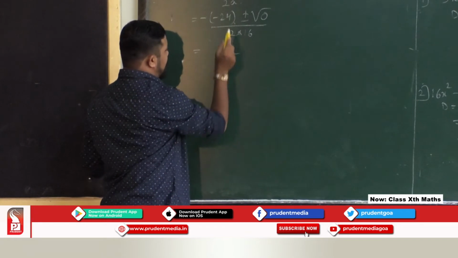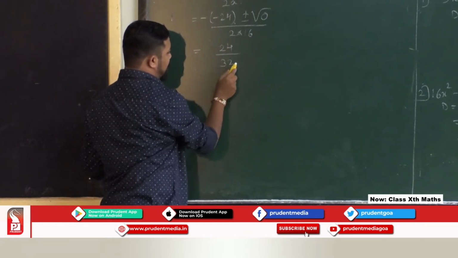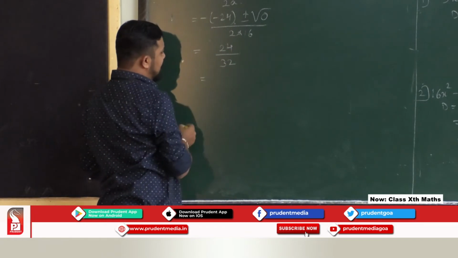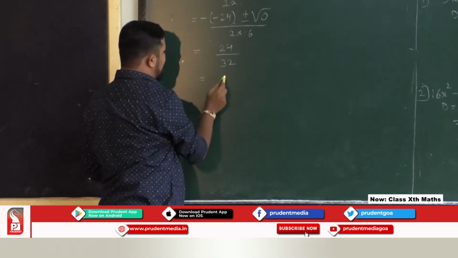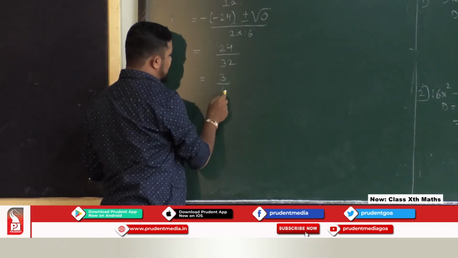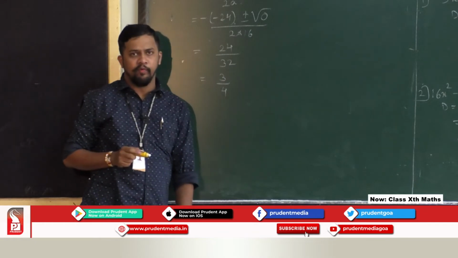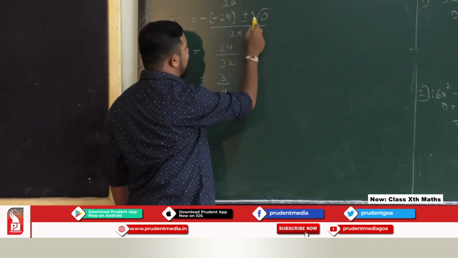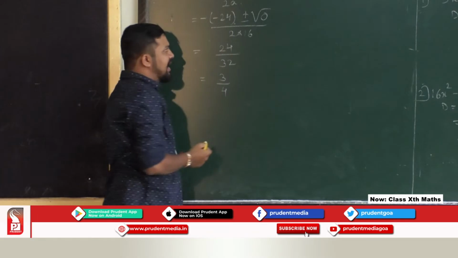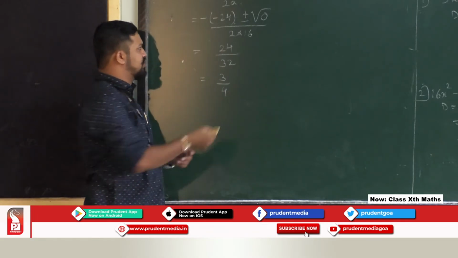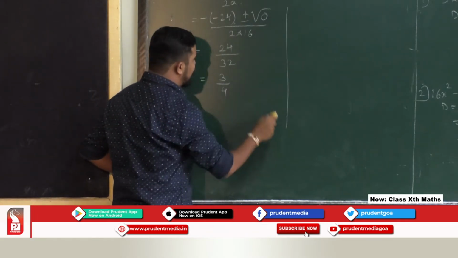16 2s are 32. Cancel, 8 table: 8 3s are 24, 8 4s are 32. So 3 by 4. Okay, it is actually the same. I can write plus root 0 or I can say negative root 0, one and the same. If you want to show that, I can show you the same method.